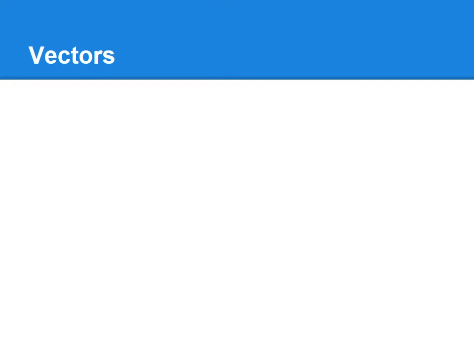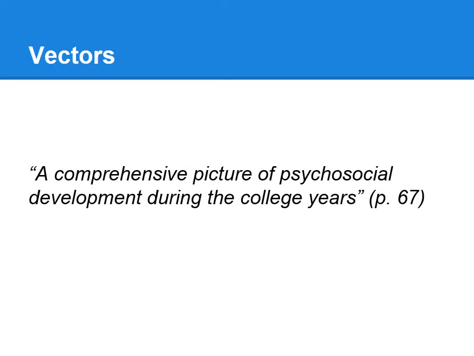Okay, so here's the scoop as far as this class is concerned. The vectors are a comprehensive picture of psychosocial development during the college years. They are a list of areas in which one might develop. See, that's nice. Development in each area is different.